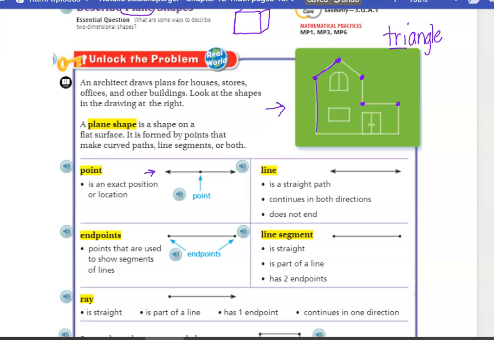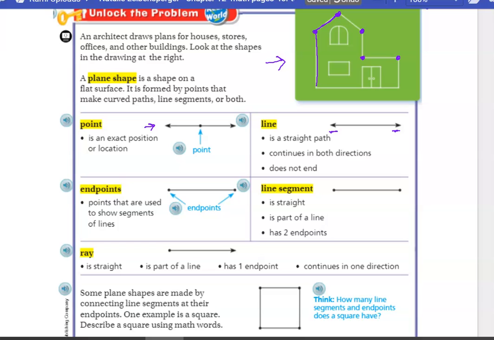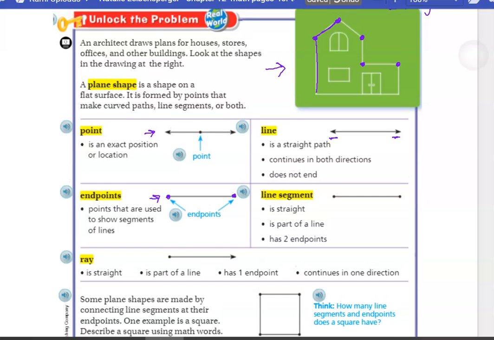The next vocabulary word is line. It's a straight path, and it continues in both directions, and it never ends. These arrows show that it's going to continue on. Now some lines will have end points. So we can see our third new word there, end points. You can see that there are two points at the end of the line. I think of those end points as a stop sign, and they stop that line. We can connect these lines, and they're forming a line segment, which is actually our next word.